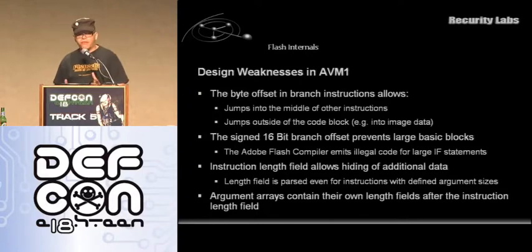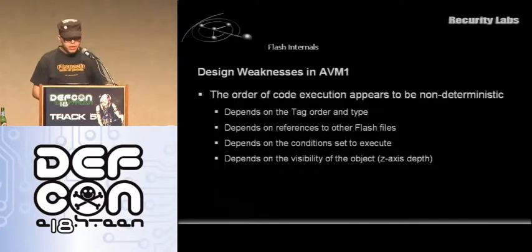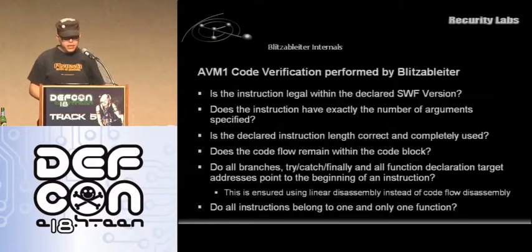The various length fields in the instruction set allow you to hide a lot of data in the tail of the instruction. And that's commonly done in Flash code obfuscation software. And as I said, the order of code execution is highly dependent on where the shape of the code currently is. So this is where Blitzableiter comes in and disassembles the whole thing and verifies a lot of things.